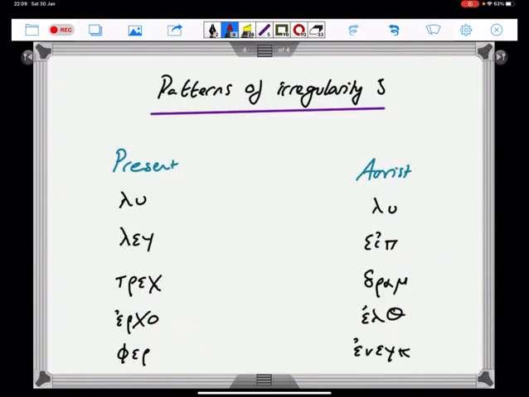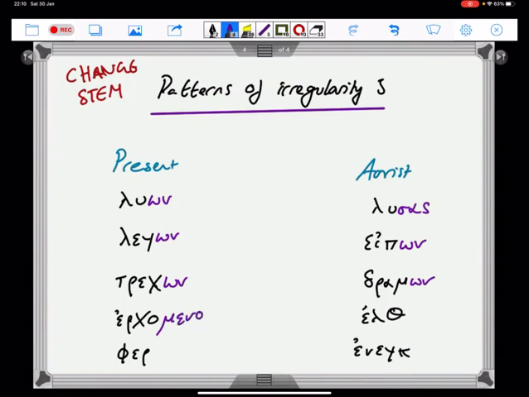The last set is you just get a complete change of stem. So let's start off with our luo again. Luon, lusas. You now get a complete change of stem. It's like go and went in English. The 2 verbs have merged into one and you've switched between the paradigms and they are completely different things. So legon becomes apone, trechon becomes dramone, echomenos becomes elthone, and ferone becomes enenkas. The first 2, legon and trechon, you've just changed stem.